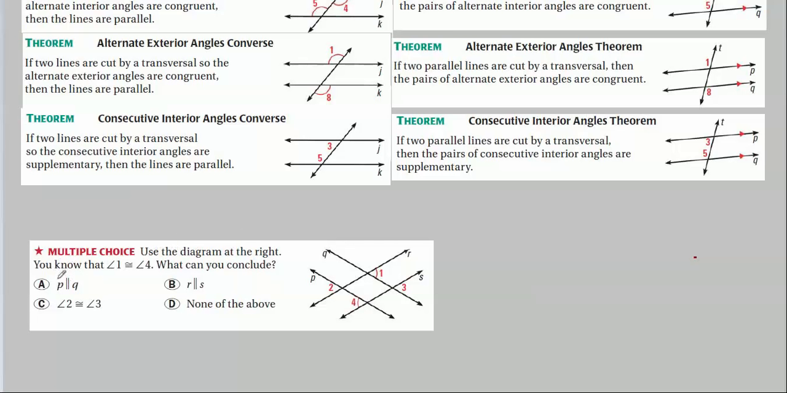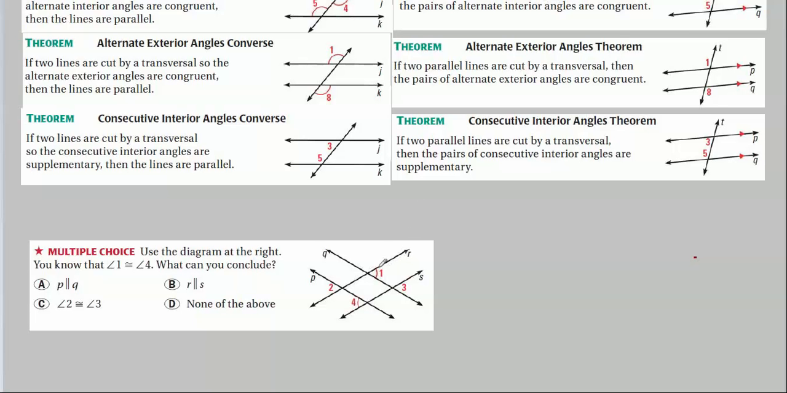Can we conclude that P is parallel to Q? Well, how? If we had that this angle was equal to this angle, or angle 1 was congruent to angle 3, we might have something. But what we have is facts about relationships of angles that involve two different lines, two different transversals cutting R and S.